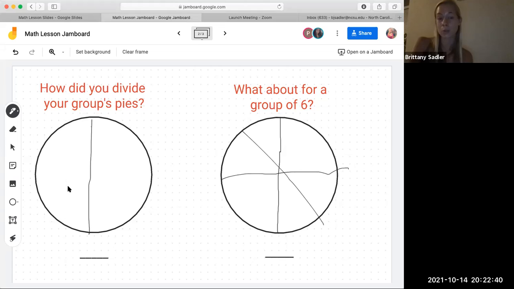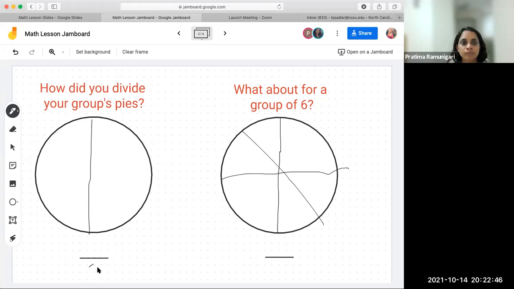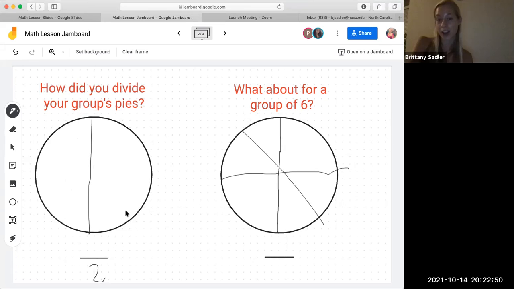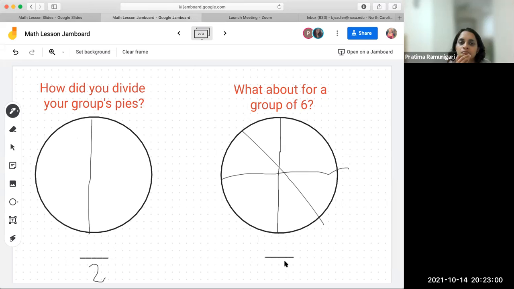So it would be 2, right? Because that's the number of unit fractions there are. And then for a group of 6, what do you think it would be if we divided it into 6 pieces? 6. Yep, exactly.